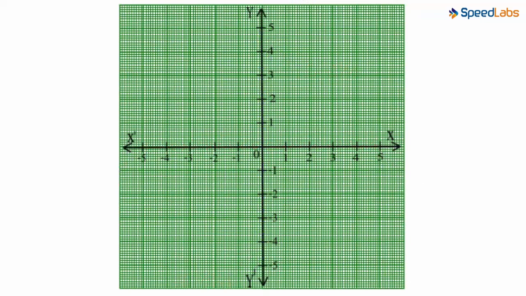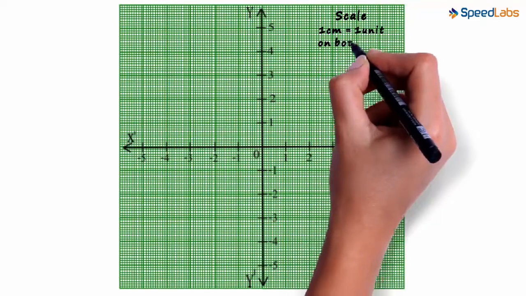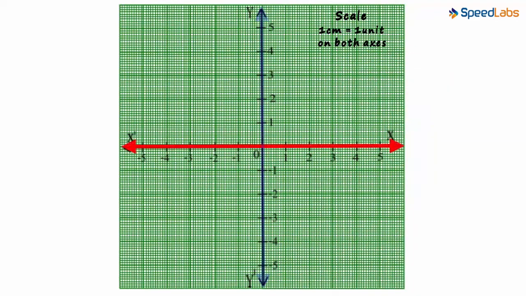Also, we have to remember something very important. We have to define every graph with a scale. We write the scale on the top right-hand corner of the graph paper. For this graph, the scale says that 1 centimeter equals 1 unit on both the axes. The x and the y axis together are called the xy axis. So the scale tells us that every unit is 1 centimeter long.